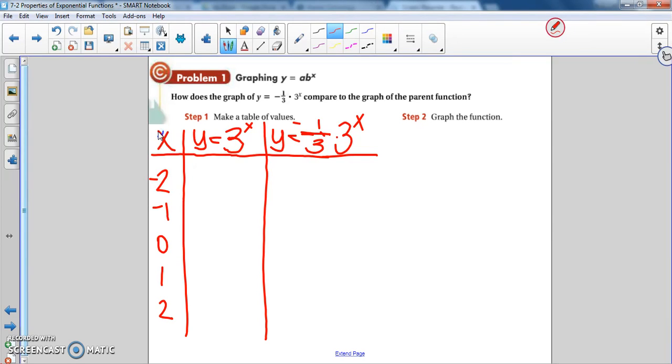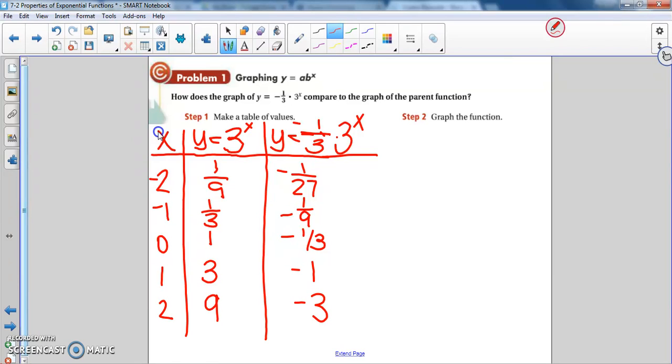So when we plug in negative 2, we get 1 over 9. We get 1 over 3, 1, 3, and 9. And for the transformed function we get negative 1 over 27, negative 9. I'm sorry, negative 1 over 9. Negative 1/3, negative 1, and negative 3.